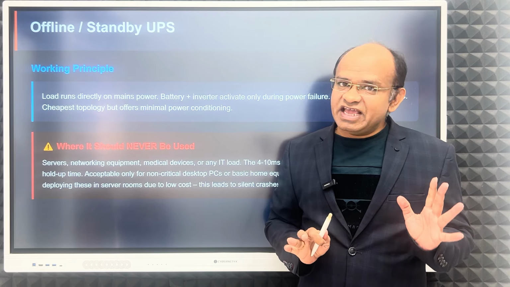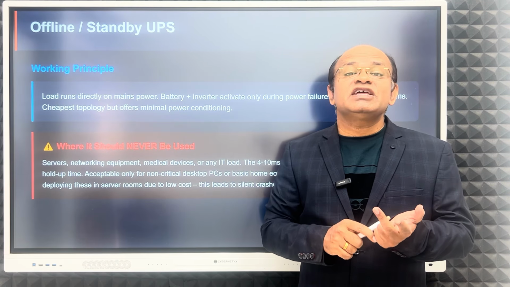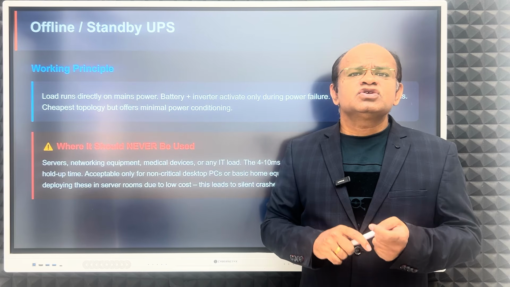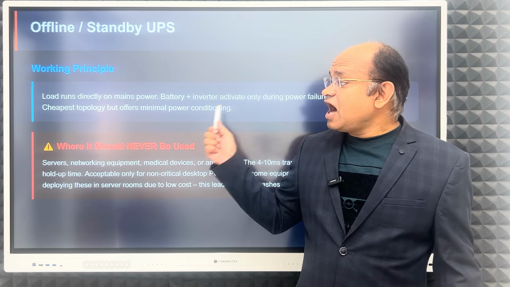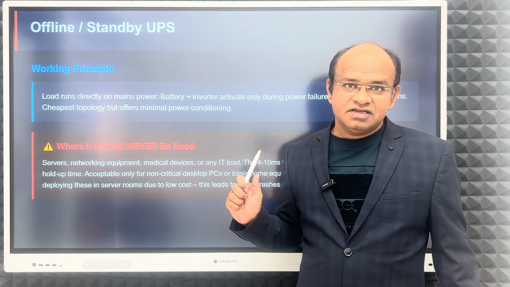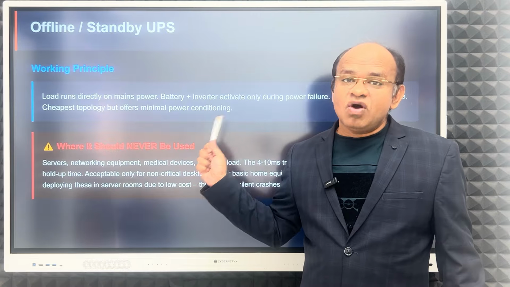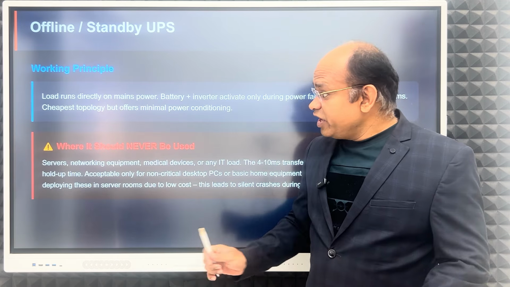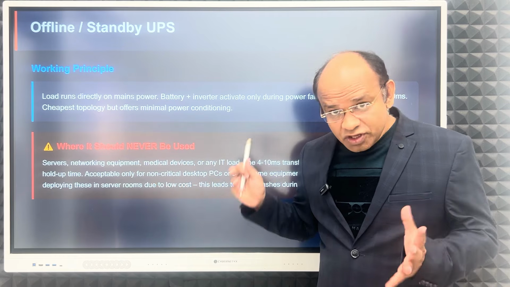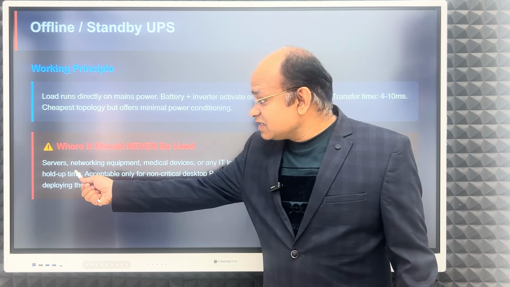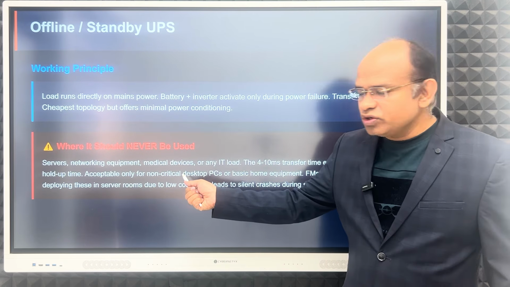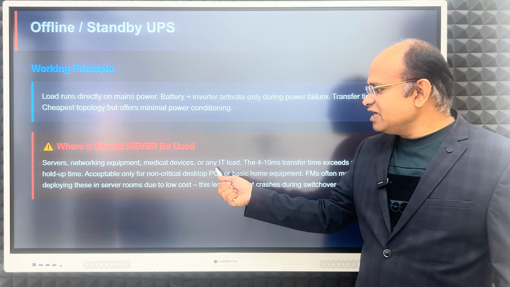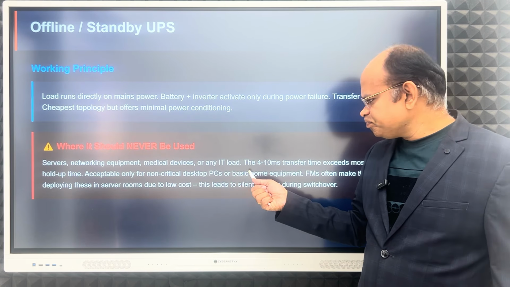Power conditioning we have seen, like sags, swells, harmonics. All these problems, fluctuations, are solved by UPS. So this is not doing that. Now, where it should never be used. Servers, no. Why? I'll tell you. Networking equipments, no, you cannot use this. Medical devices or any IT loads.